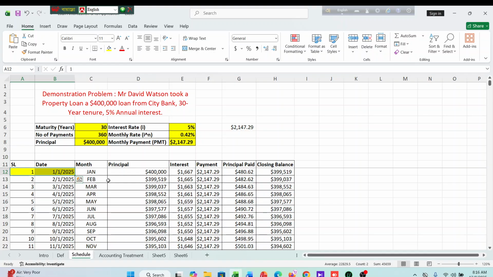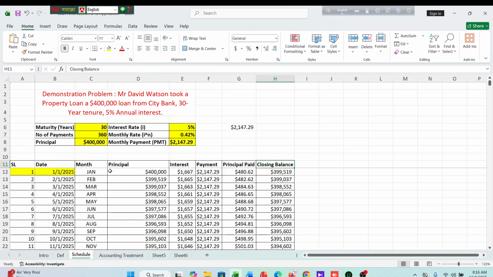What is the remaining loan size? It indicates, look at the principal amount, interest, payment, principal paid, closing balance. Okay, fine. What does this row indicate actually?